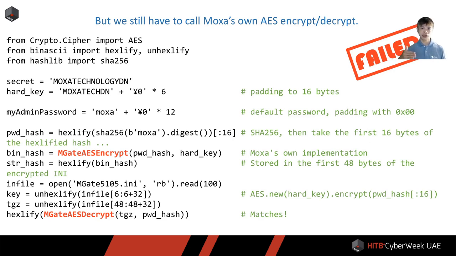So this is how we inspected it. You first pad the hard-coded key MoxaTechDN to 16 bytes. Then you pad the admin password to 16 bytes as well. You take the SHA-256 of the default password, moxa, take the digest, take the first 60 bytes of the digest, make it hexified, then you use the hard-coded key to AES encrypt it, and then you get a binary. So that matches our observation in the very beginning of the MGate5105.ini file, the database dump file.